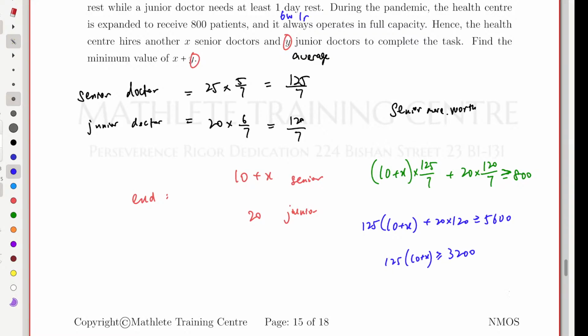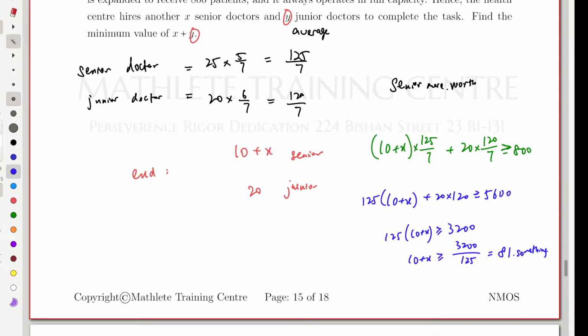Unfortunately here, this number is not exactly a multiple of 125, right? But that's still okay. If you divide here, we'll get some value that is 81 point something. If it's 81 point something, then how many doctors do you need to hire? X must be at least 72 for this to be a whole number. So that's it. The answer for this question is 72. All right, 72 senior doctors and then 0 junior doctors.